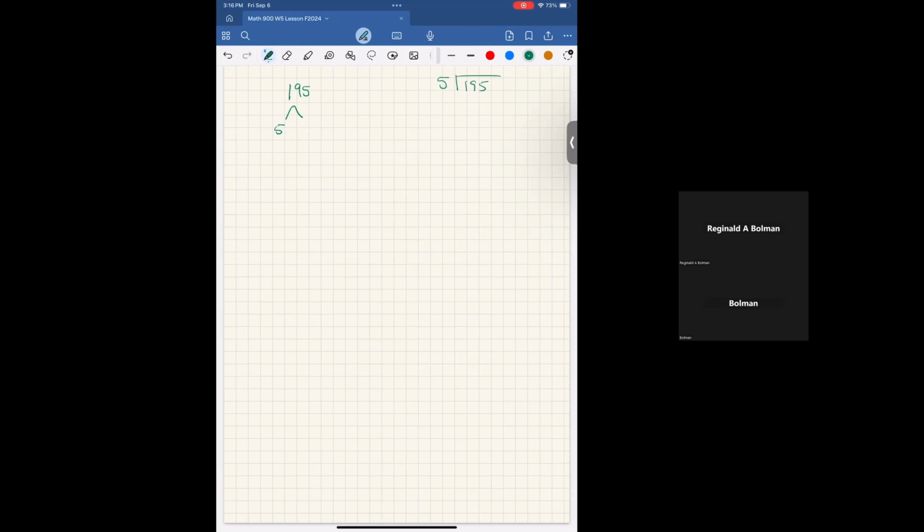5 into 19 goes 3 times. 3 times 5 is 15. You're going to get 4. Drop your 5 down. 5 into 45 goes 9 times. So it turns out that 5 and 39 gives you 195. Now, 39 should be divisible by 3. And what, 13? 3 and 13? We'll go ahead. 3 into 3 goes 1 time. 1 times 3 is 3. Drop your 9. 3 into 9 goes 3 times. Yes. So 3 times 13 should give you 39.